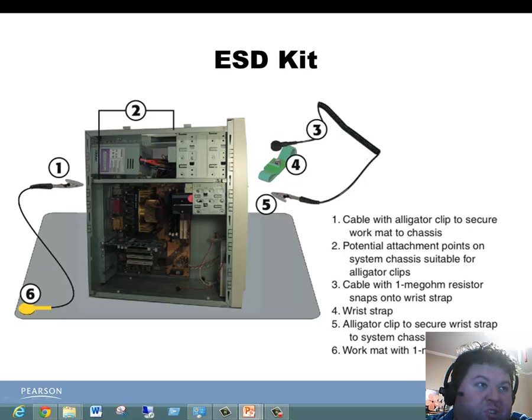And the alligator clip is shown here. It's number 5. That's the clip you would clip to something that was grounded. You'd clip it to the case, which is touching the power supply, which is grounded. So that'll ground everything out.